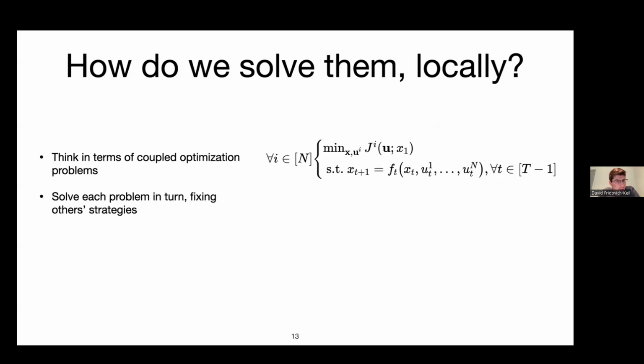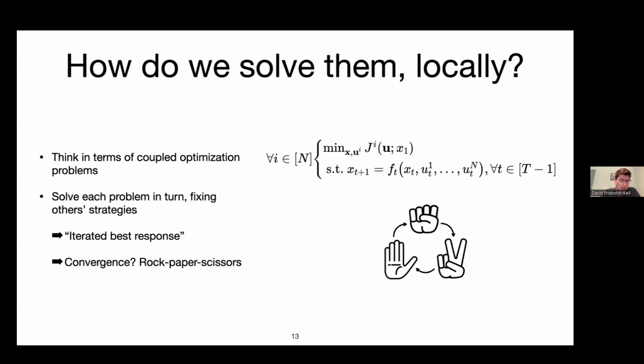The first thing that comes to mind that you might imagine doing is just solve each player's problem in sequence, fixing the other player's strategies. So this is really old. It's called iterative best response, and sometimes it works. There are types of games where this will always converge, but there are many where it won't.